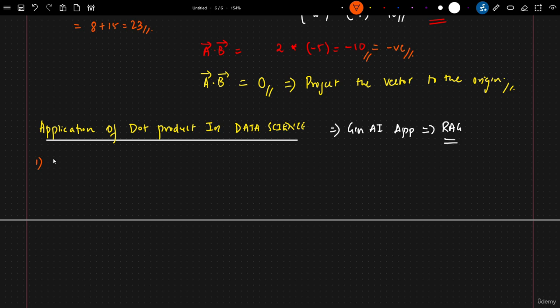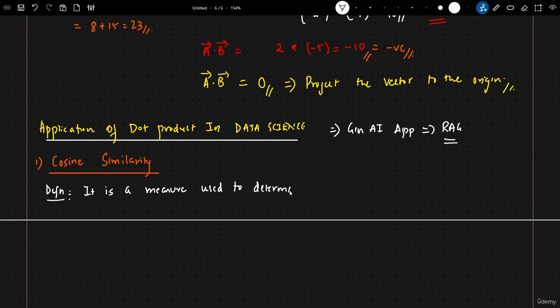But where do we specifically use this dot product? One of the very important concepts that we specifically use is something called cosine similarity. Now, what exactly is cosine similarity? Let's discuss this. We are going to discuss this with a very good example, okay? Now, first of all, we will go ahead with the definition. What is cosine similarity? It is a measure used to determine how similar two vectors are. Okay.